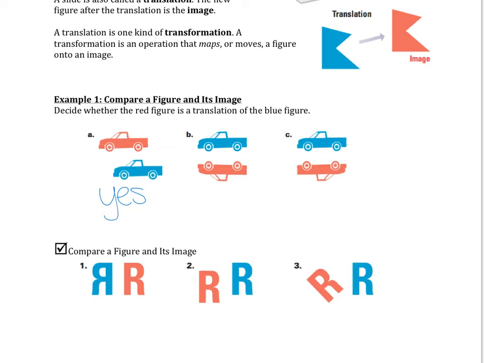In B, no, that's not a translation, it's a mirror. It's a reflection. And in C, that would not be a translation either. It is actually rotated. So again, a translation is just a slide from blue to red.